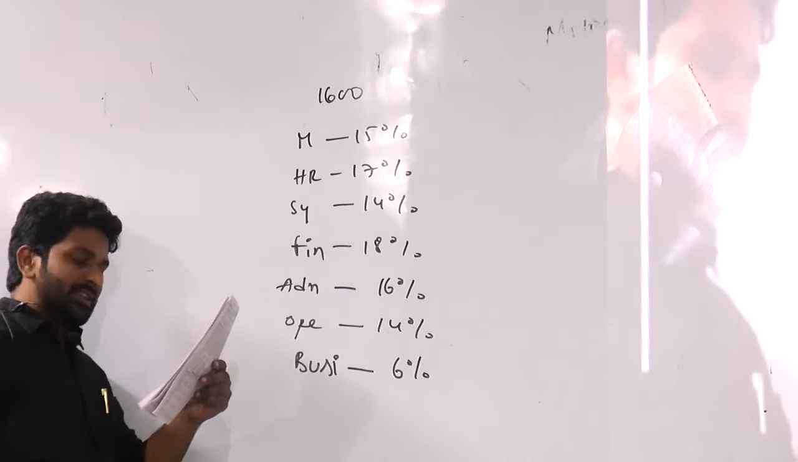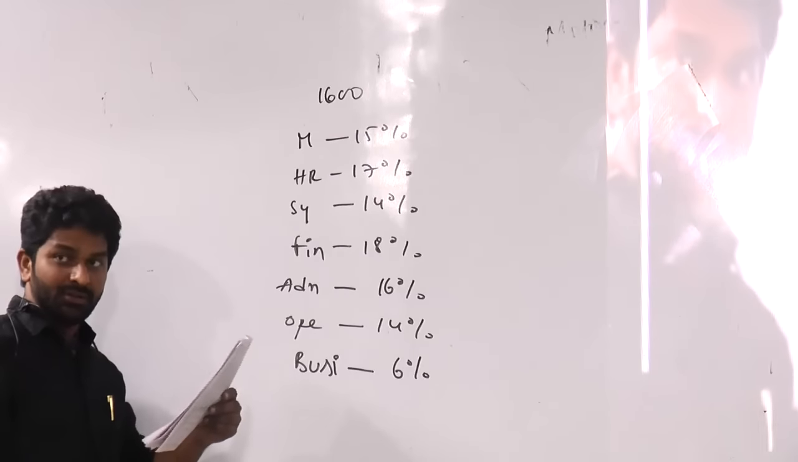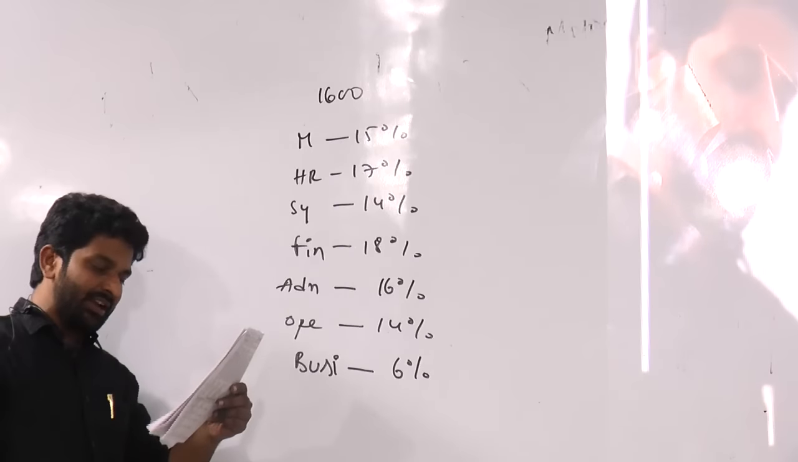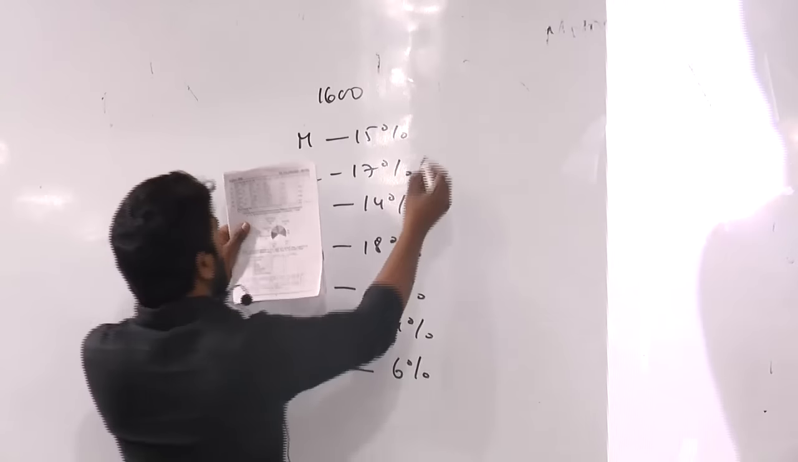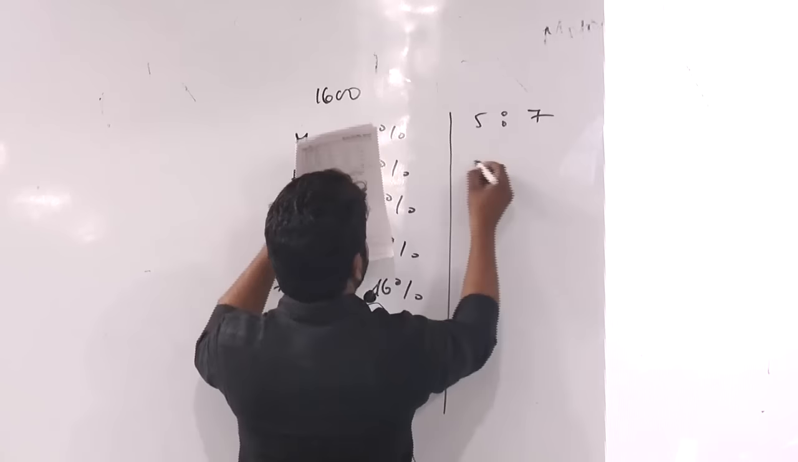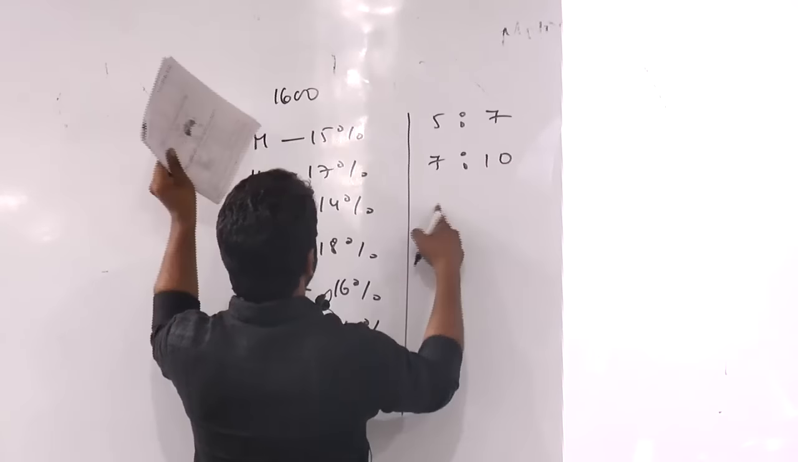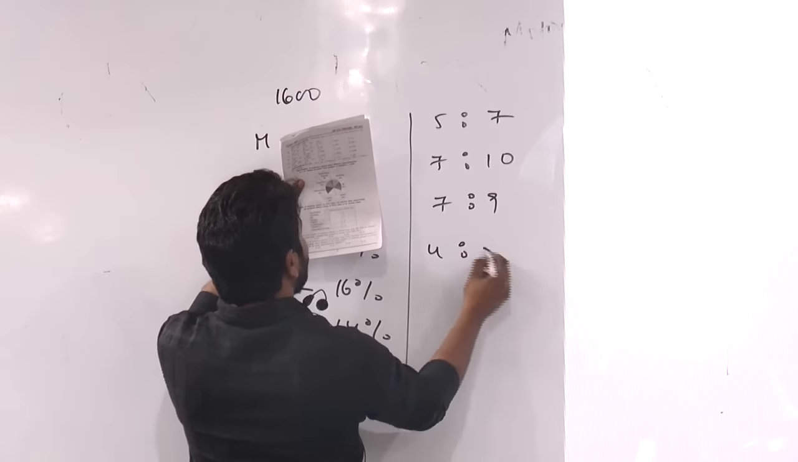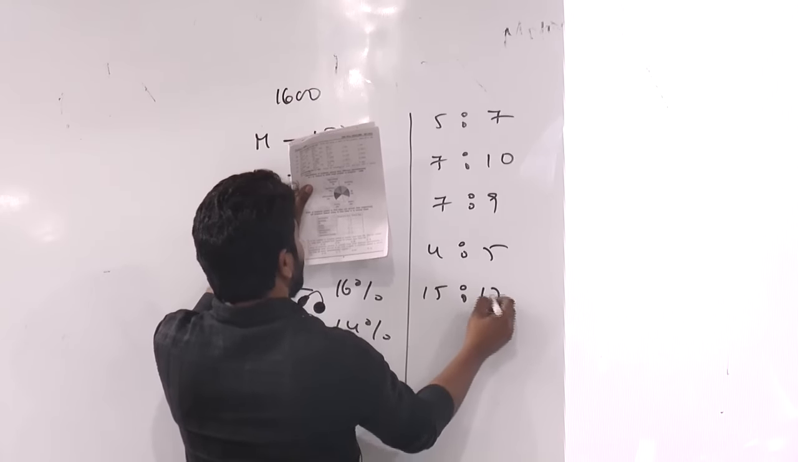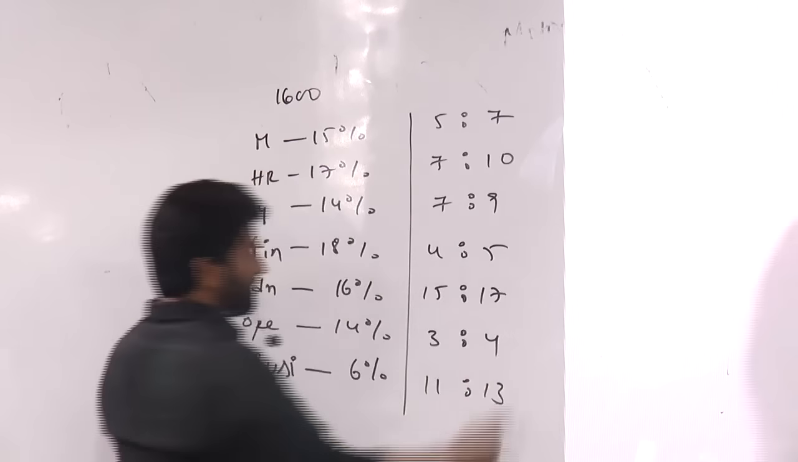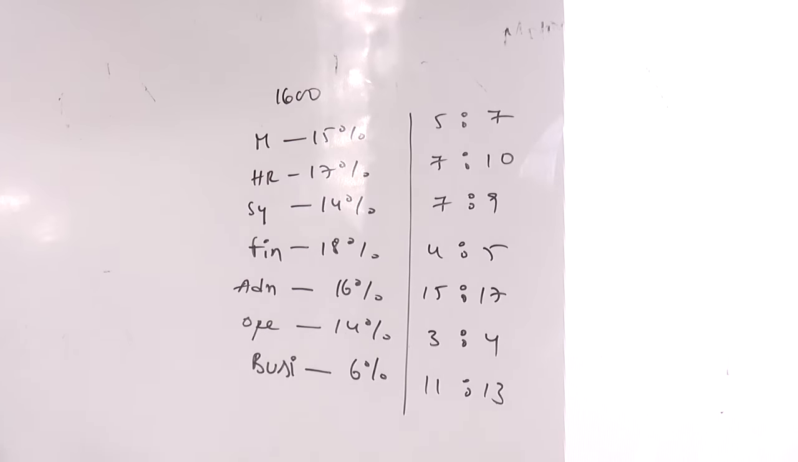All students passed either in first or second class, so no failures, not even third class. You have only 2 classes, first and then second division. So from marketing you have the ratio 5:7, then 7:10, HR, systems 7:9, 4:5, 15:17, 3:4, 11:13. This is the one.